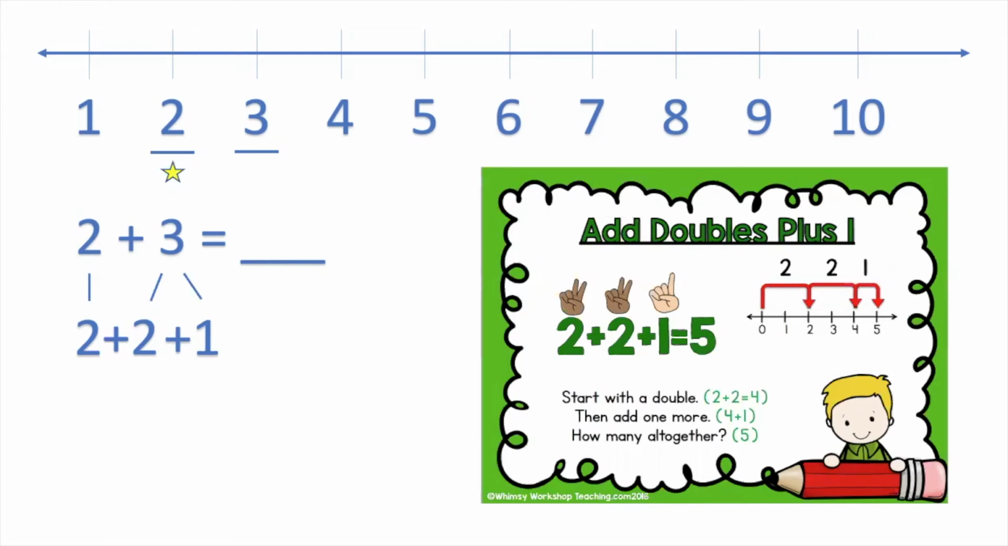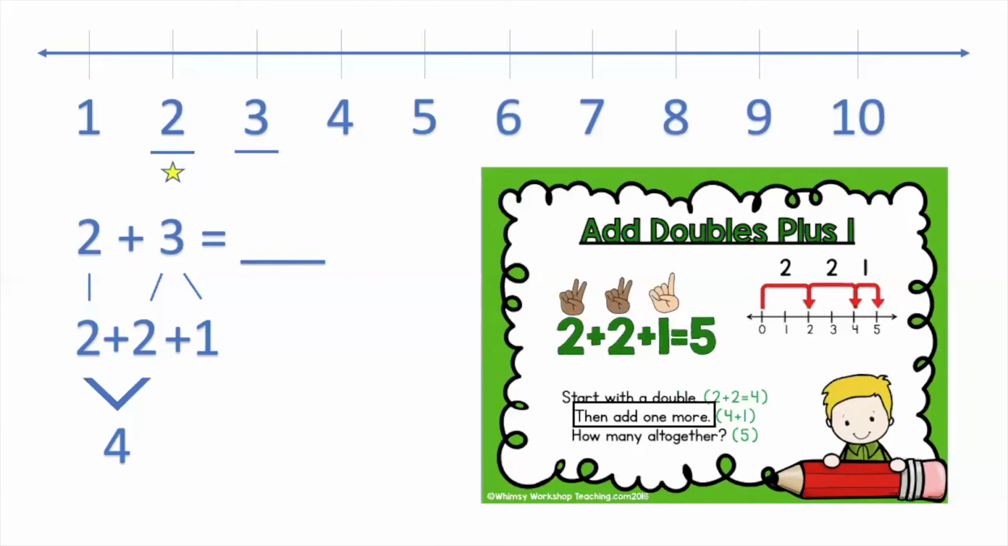Now we follow the steps from our strategy. Step 1, start with a double. Here our double is 2 plus 2. It's the same number 2 times. That equals 4. The second step is then add 1 more.